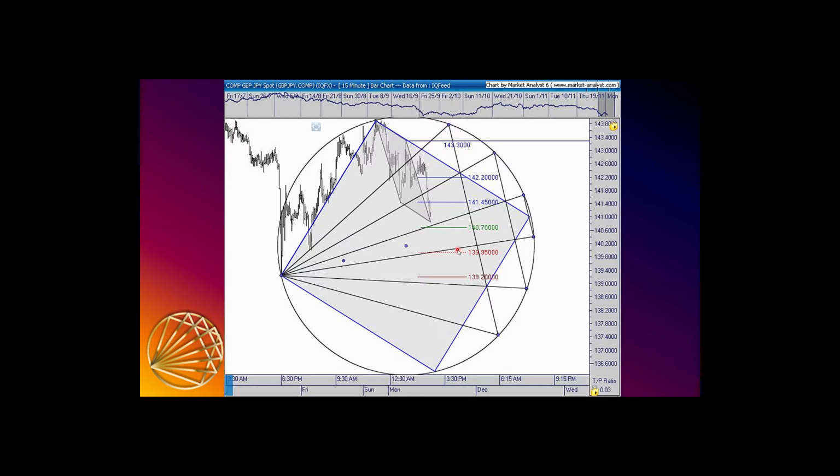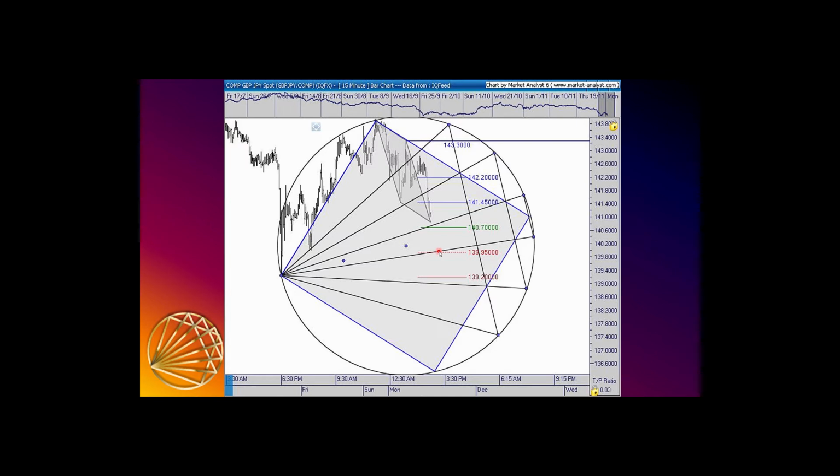So this screen here is showing us a trade setup. It's a Forex trade, the pound-yen cross. And the boys at Market Analysts helped me get this programmed into the software so that we could make it really easy to find trades with the BECK'S emblem.